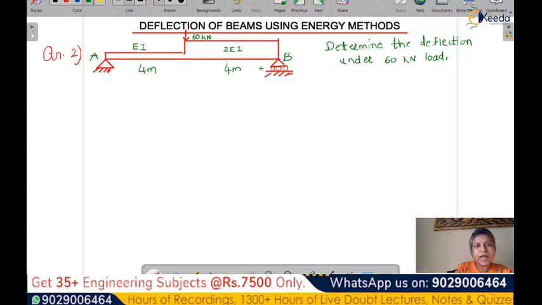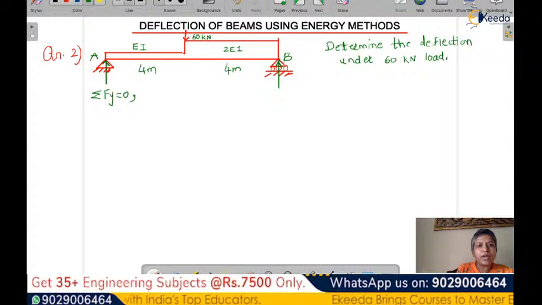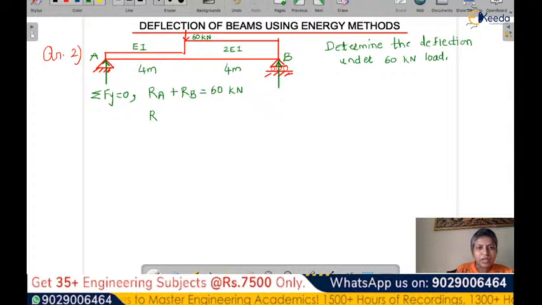the reactions at A and B will be the same, right? So Ra plus Rb equals 60 kilonewton. When you use the equilibrium equation, summation of forces in y direction is equal to 0, you can write Ra plus Rb is equal to 60 kilonewton. And here you know that Ra is equal to Rb because the load is acting in the middle. So the reaction will be 30 kilonewton.